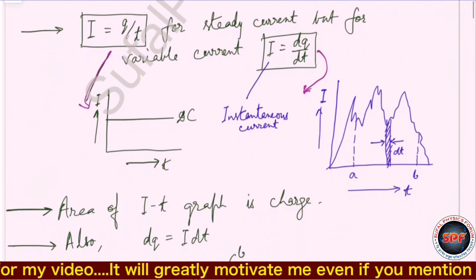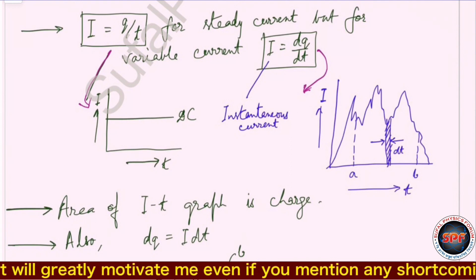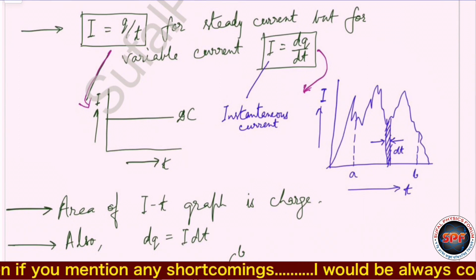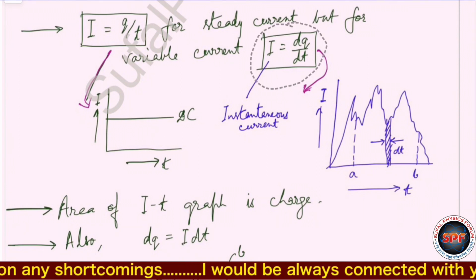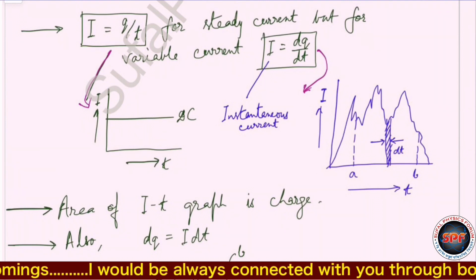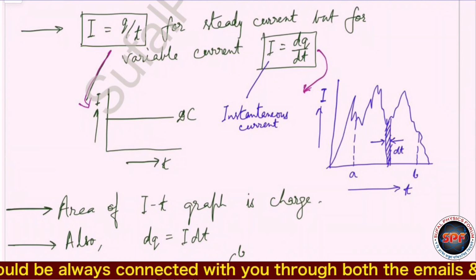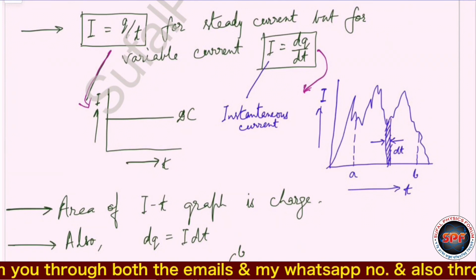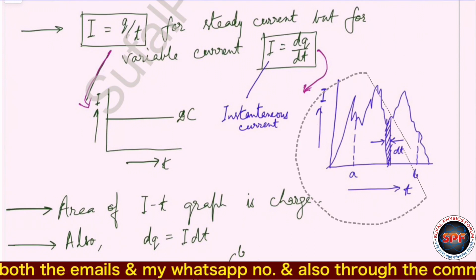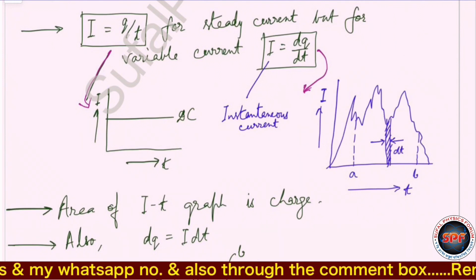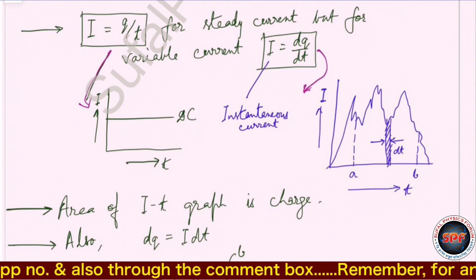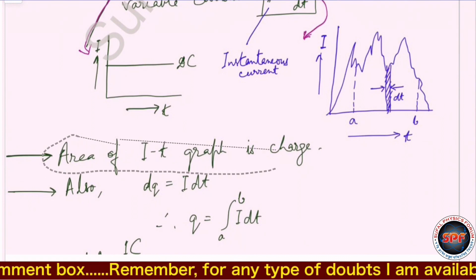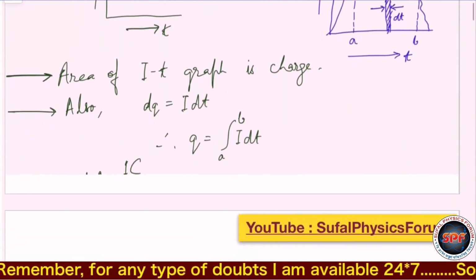Then I is equal to Q upon t, and if current is not steady, then of course instantaneous current would be discussed in the form of rate of change of charge with respect to time. Then definitely, charge could always be calculated by the area of the I-t graph. So that's why I have mentioned this point clearly.